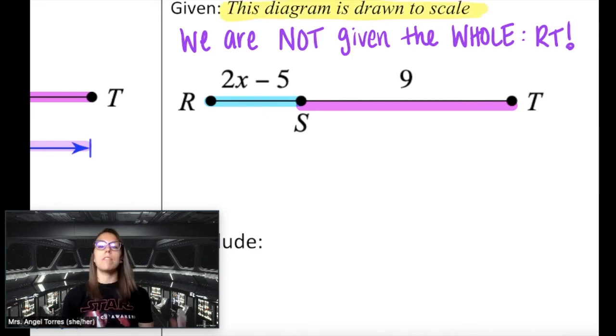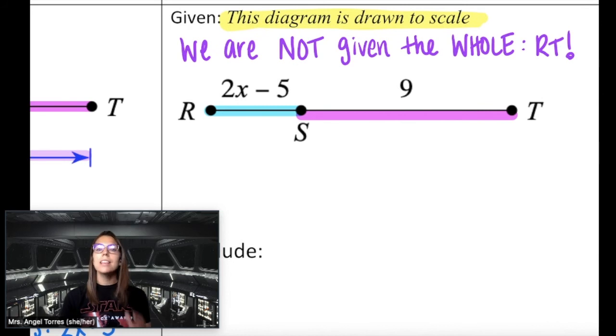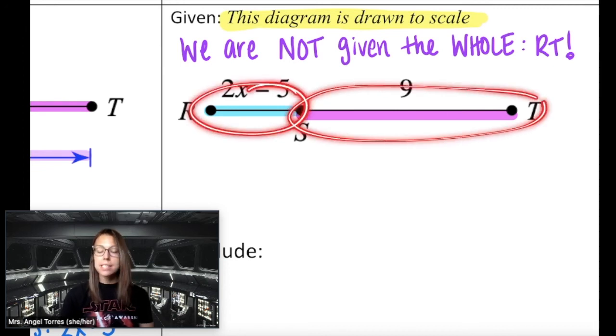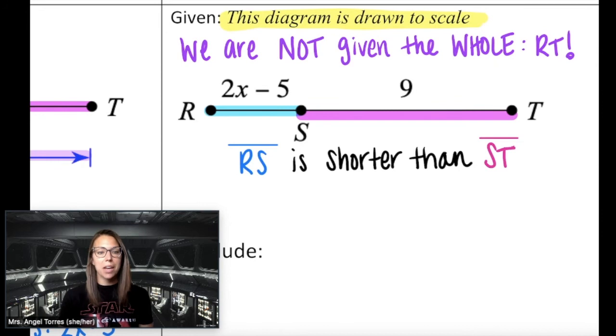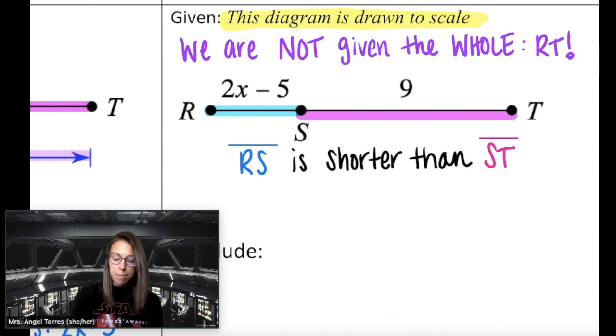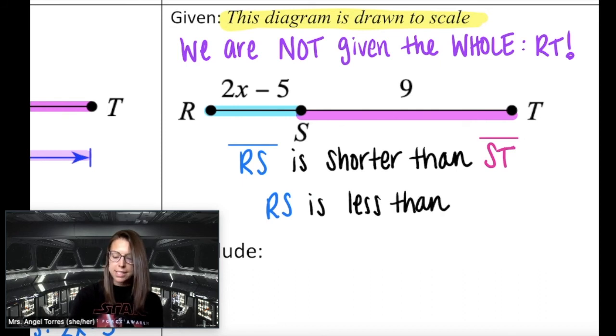Now, at least we're given the fact that this diagram is drawn to scale. That can allow us to set up an inequality. We can compare the length of RS to the length of ST based on what we see in the diagram. Okay, how would you compare segment RS to segment ST in this diagram? I would say, looking at this diagram, that segment RS is clearly shorter than segment ST. So that means that the length of RS is less than the length of ST.